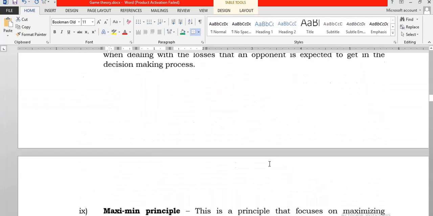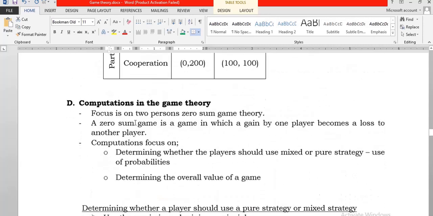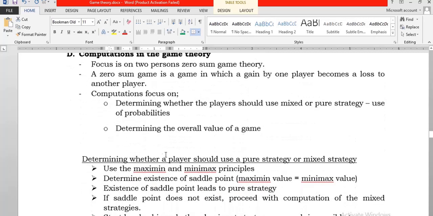Now we are going to use the same principle when you're doing the computation here in the game theory. That's why we say the focus is on the 2-person zero-sum game. A zero-sum game is a game in which a gain by one player becomes a loss to another player. We talked about this one earlier. The computation focus determines whether the players should use mixed or pure strategy.